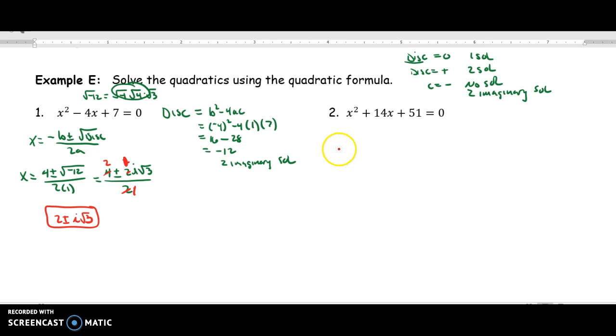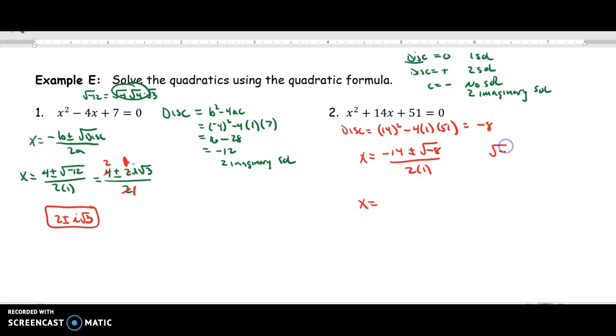So the next one, we go ahead and find the discriminant. So 14 squared minus 4 times 1 times 51. When we simplify that, we get negative 8. So right there, because that's negative, we know we're going to get two imaginary solutions. So x equals the opposite of b. If b is 14, we get negative 14 plus or minus the square root of negative 8 all over 2 times 1.